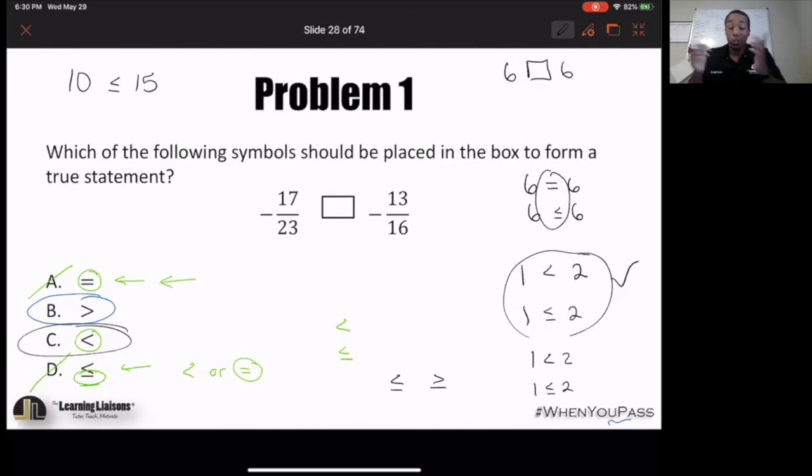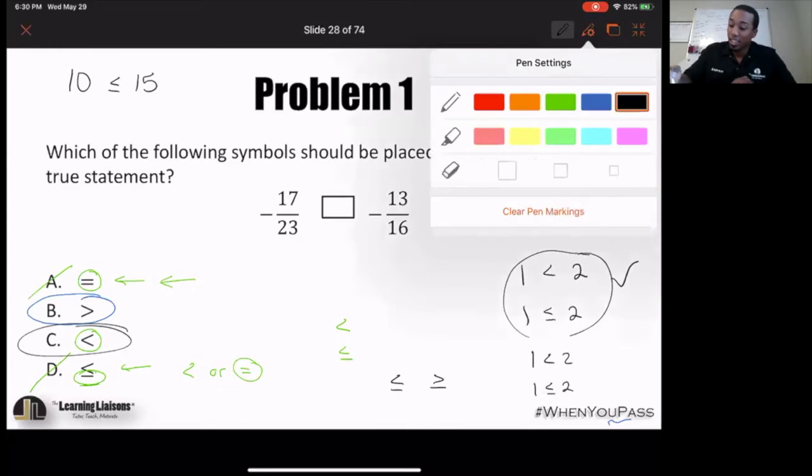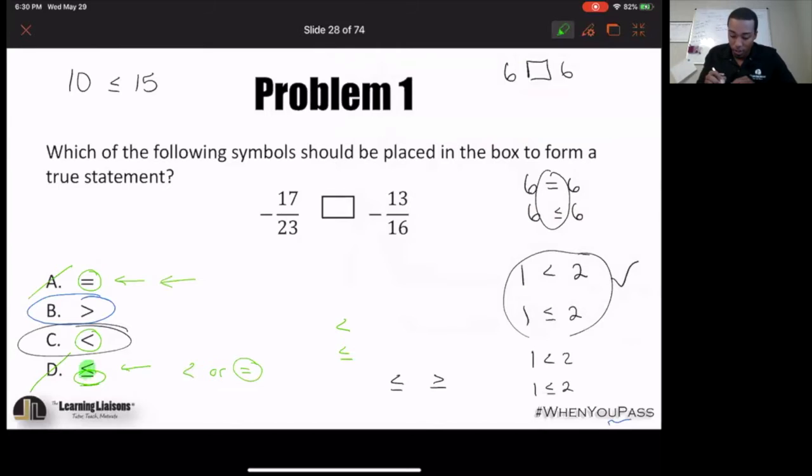Because the trick here is basically take a look at the last part. This one right here, take a look at that. If it's pointing to less than or equal to, the answer is going to be greater than.